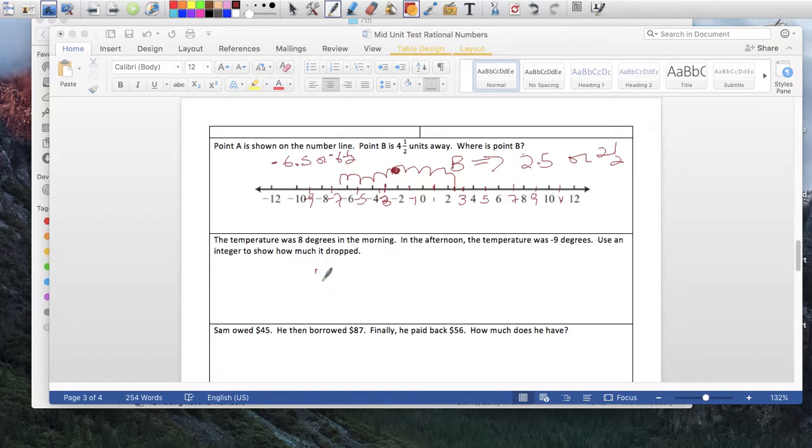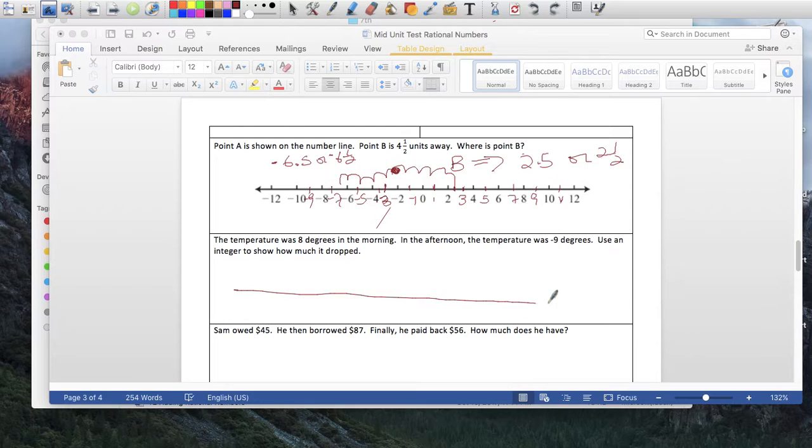The temperature was 8 degrees in the morning. Here's the temperature in the morning. In the afternoon, the temperature was negative 9. So I think this is temperature, right? So let me just erase this. Okay, so let's start again.